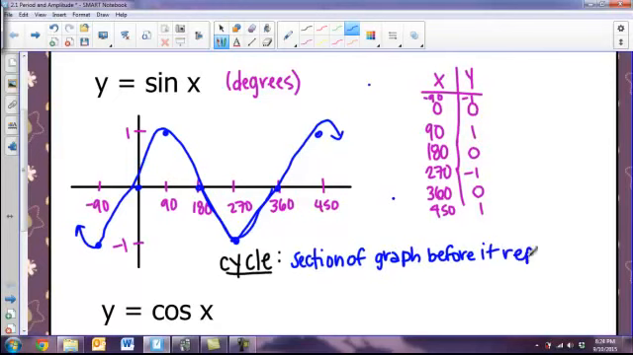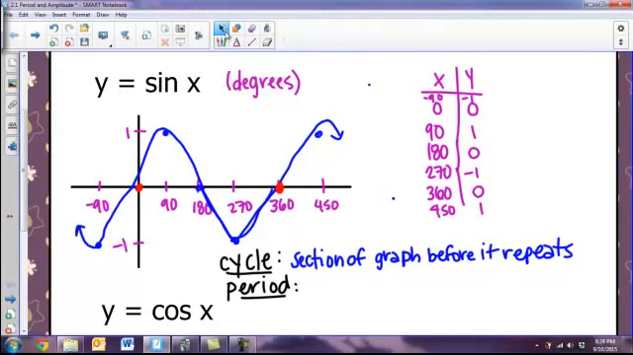So if I look right here, if I start right here at the 0 point, I've gone up and down, and then I'm back at that starting value. So my cycle has started here. That's important because a lot of times your graphs are going to ask you to graph 1 cycle or 2 cycles or however many cycles. Now, the reason we really need to know a cycle is because of the word period.